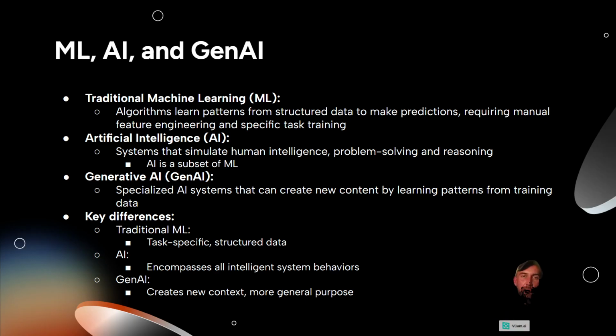So again, hammering home, the key differences are that traditional machine learning is task specific and is trained on structured data. Artificial intelligence encompasses all intelligent system behaviors, whereas generative AI creates new content, and has more general purpose. I put new context on the slide, it should be new content.